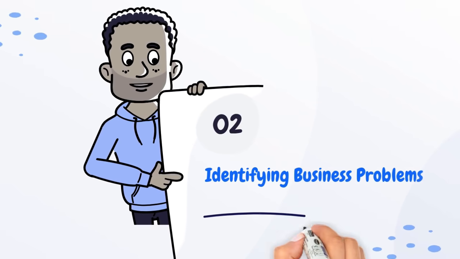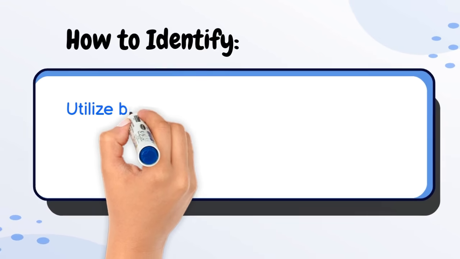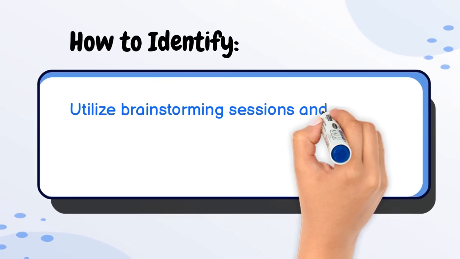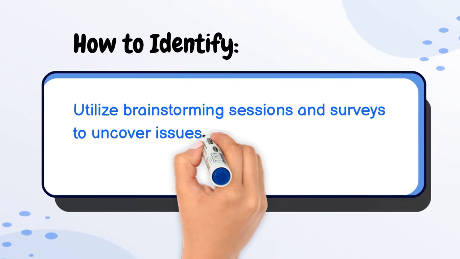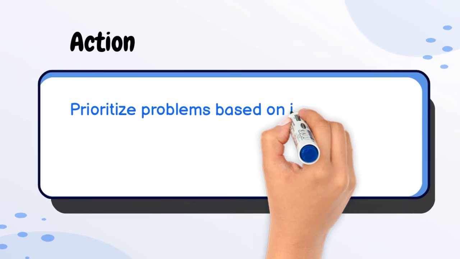Identifying business problems allows targeted solutions to develop. How to identify: utilize brainstorming sessions and surveys to uncover issues. Action: prioritize problems based on impact and urgency.